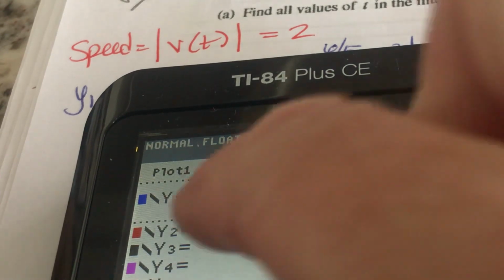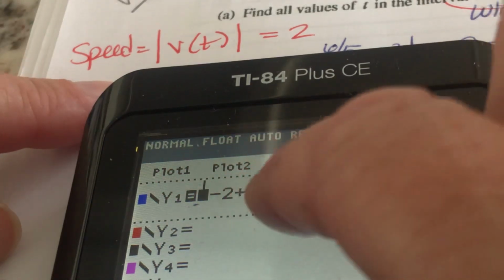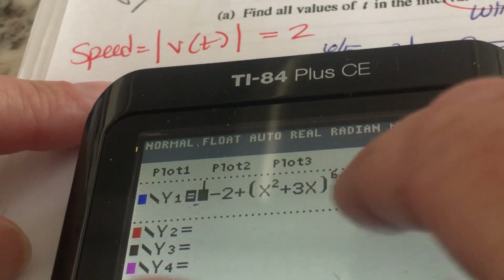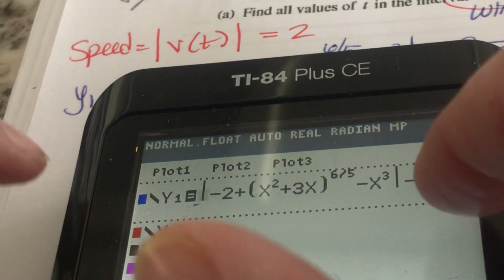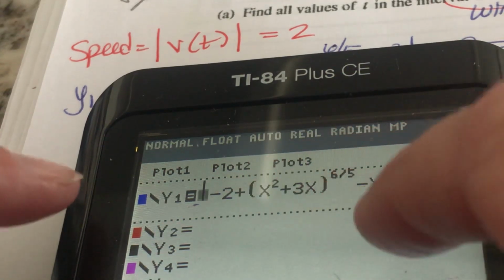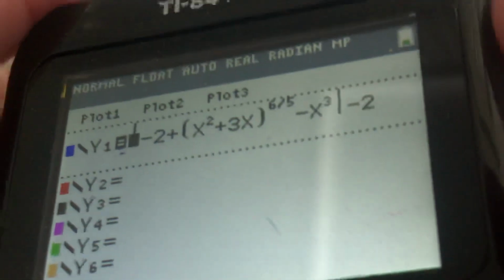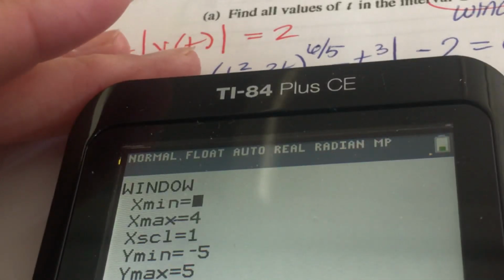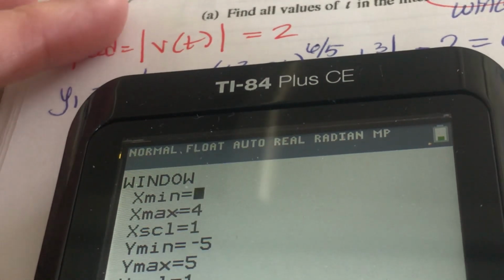Let me check. So I have absolute value -2 plus x squared plus 3x raised to the 6/5 minus x cubed, absolute value -2. So I have that right. What could be wrong? Do I have parentheses missing? I have my glasses on. I can't see it very good. I don't see anything wrong with that. So maybe there's something wrong in my window. So let's change the window and then we'll change it back later on.